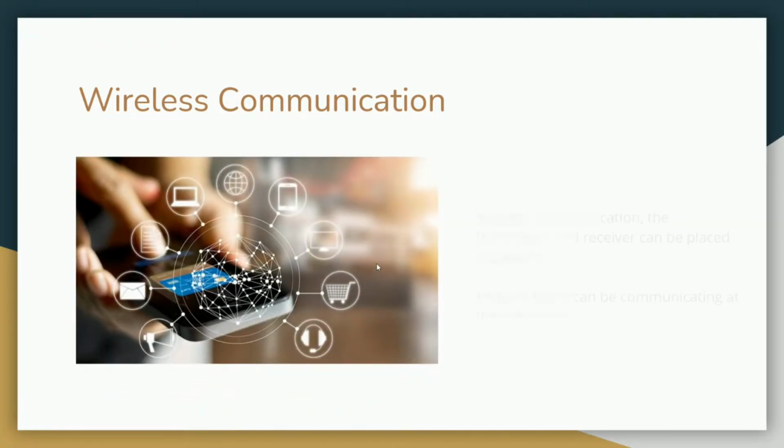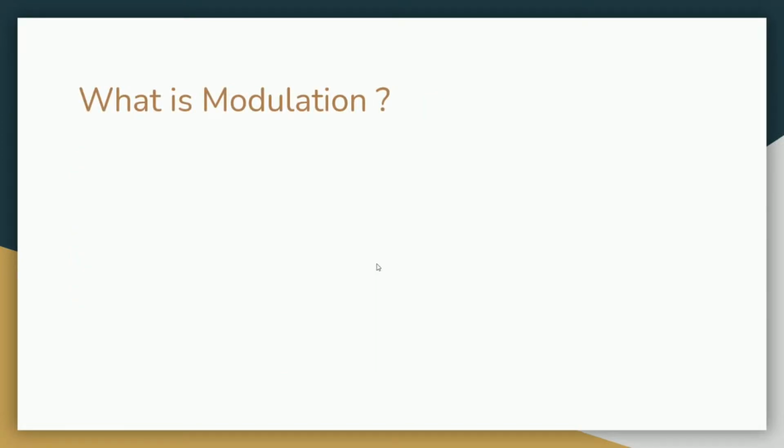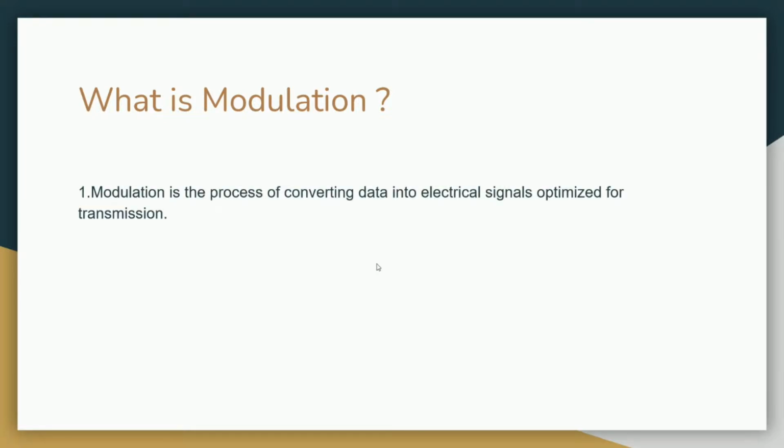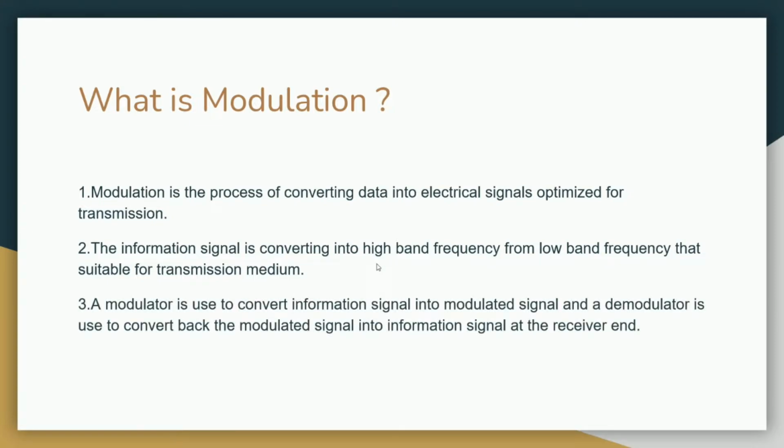In wireless communication, the transmitter and receiver can be placed anywhere. Multiple users can communicate at the same time. What is modulation? Modulation is the process of converting data into electrical signals optimized for transmission. Next, the information signal is converted from a low band frequency into a high band frequency that is suitable for the transmission medium. Then a modulator is used to convert the information signal into a modulated signal, and a demodulator is used to convert the modulated signal back into the information signal at the receiver end.